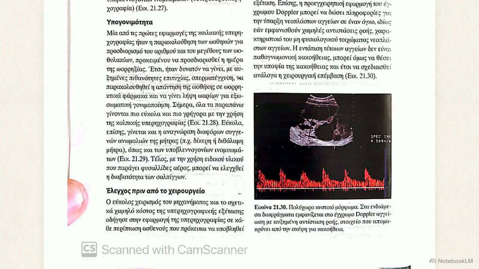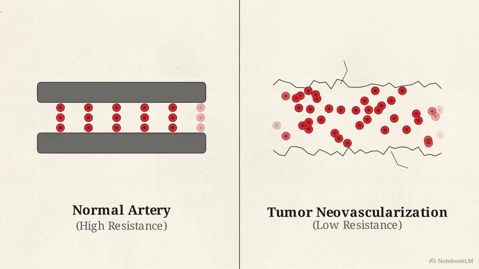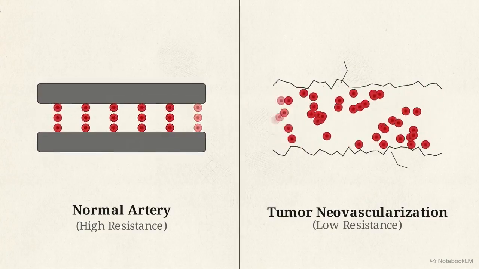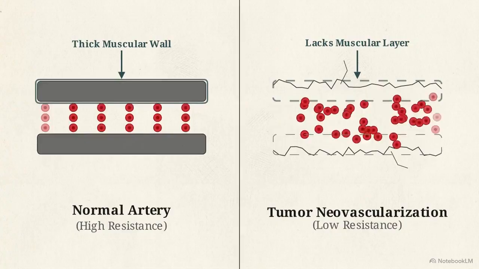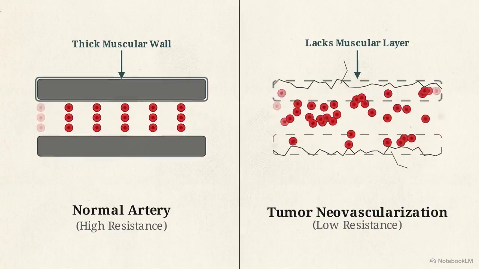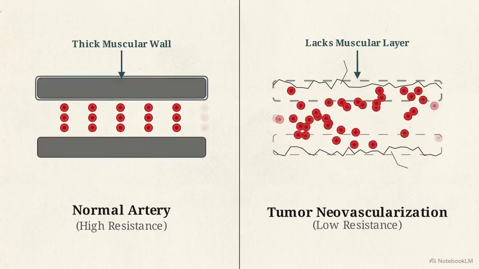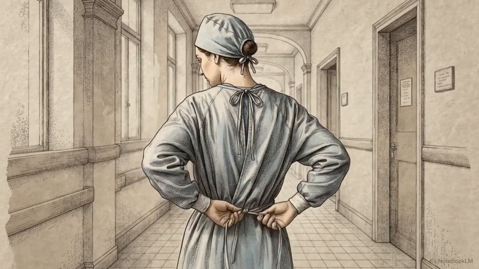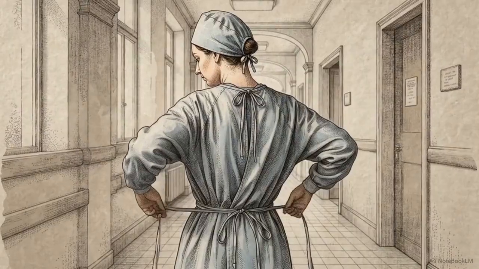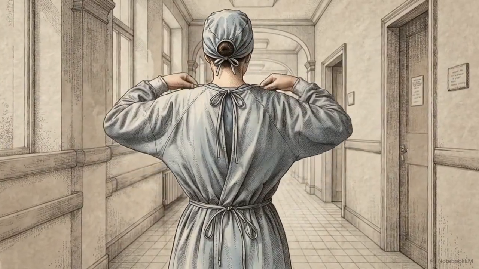And this brings us to a definitive hemodynamic rule. Malignant tumors exhibit exceptionally low resistance to blood flow. Why? Because these rapidly forming new vessels lack a muscular layer, allowing blood to rush in unrestricted. Sonography functions as an indispensable extension of the clinical exam, providing the non-invasive hemodynamic proof required to dictate surgical outcomes.